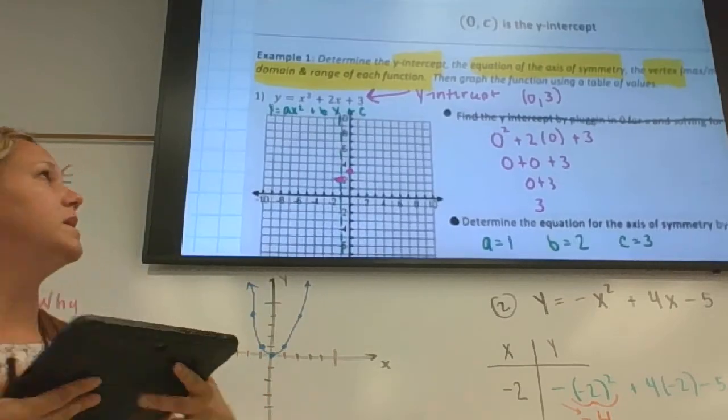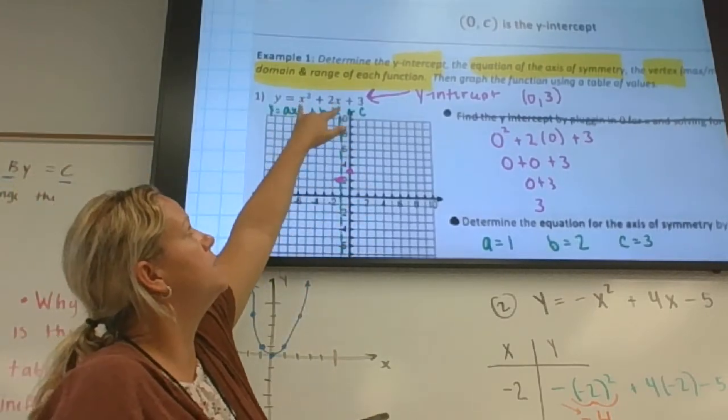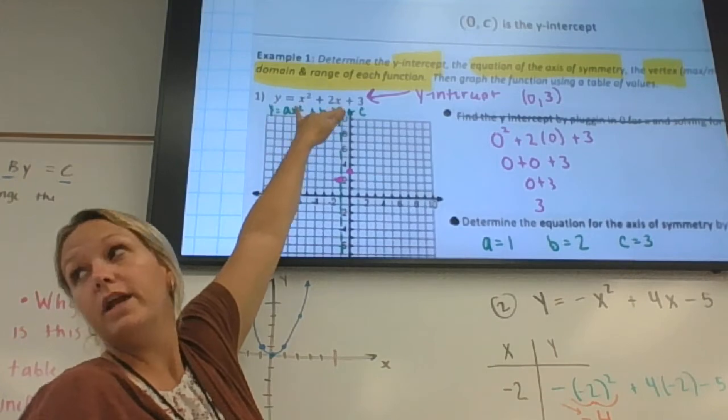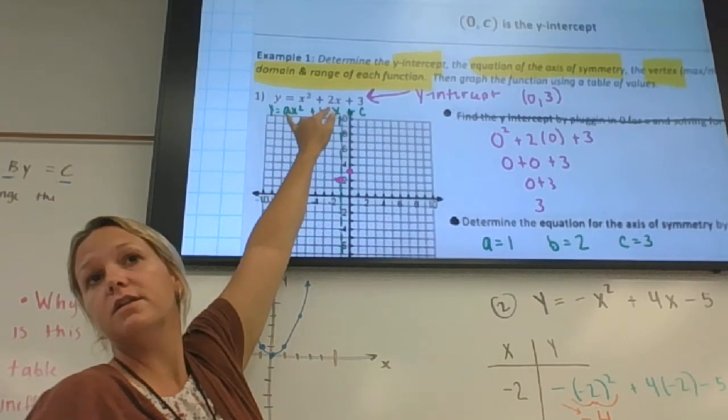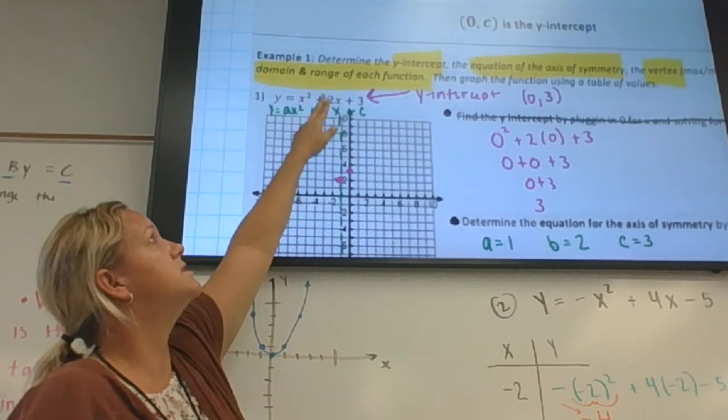So you're plugging them in here. Plug -2 here and here. Or -3 or 1, whatever I said. Plug in 2 places.